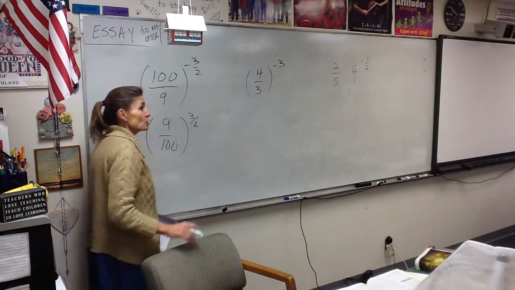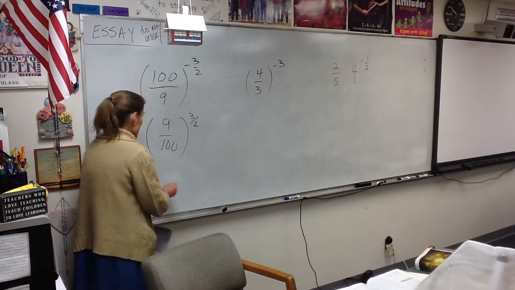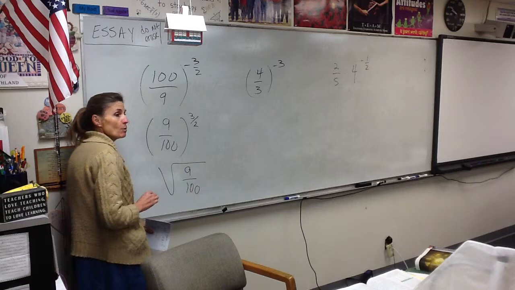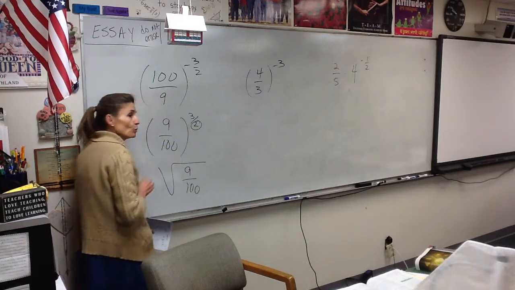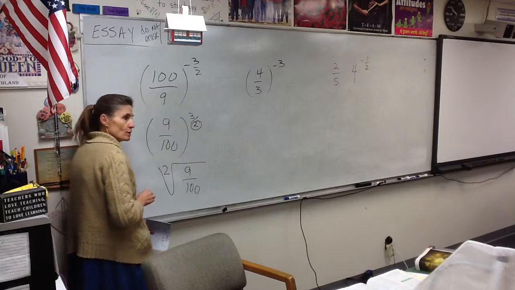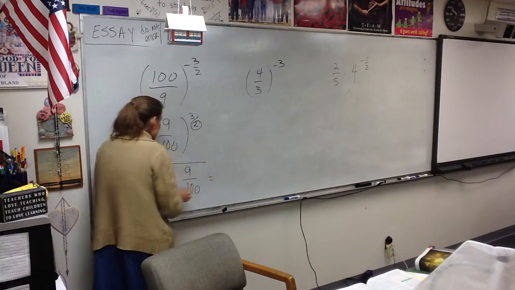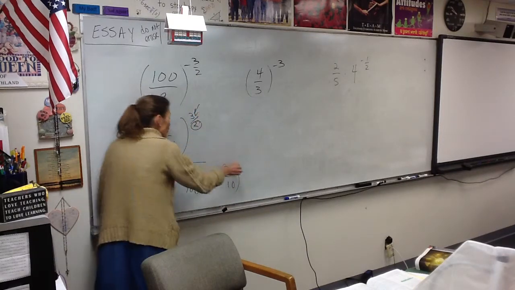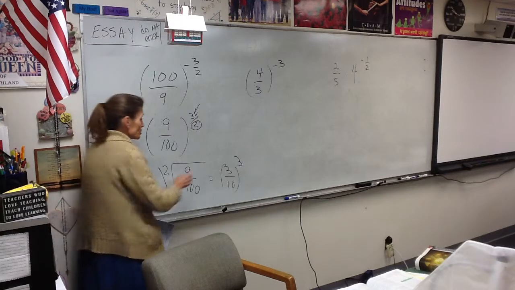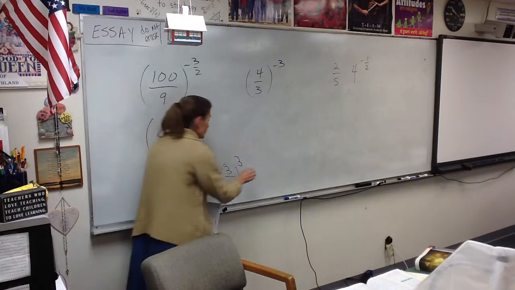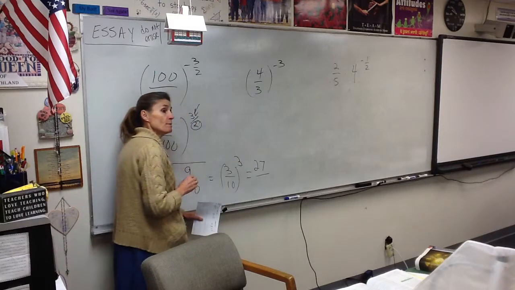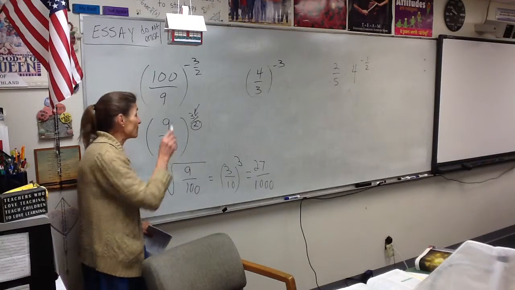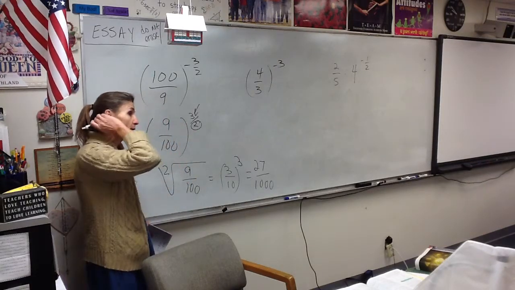Now, what does a fractional exponent always mean? It means a radical. So we are going to take some root of 9/100ths. This is the root we're going to take. We're going to take the square root of 9/100ths. And what is the square root of 9/100ths? 3/10. And then we're going to cube it. So 3 cubed would be 27. And 10 cubed would be 1,000. So there's the answer to that one. So if you had that quiz and you missed it, now you see how it works.